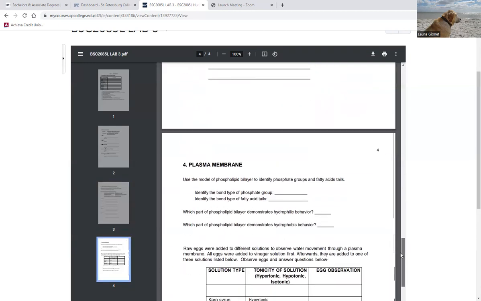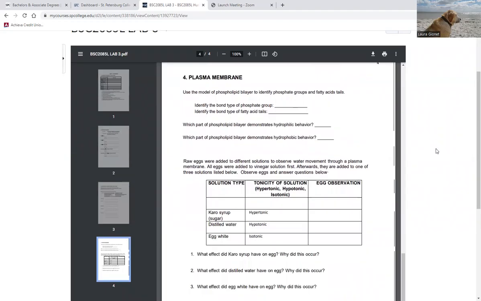All right, we'll look at models in a moment. The plasma membrane. Use the model of the phospholipid bilayer to identify the phosphate groups and the fatty acid tails, which we actually looked at in the chemistry, right? But we're going to look at that again. Hopefully there's going to be another picture in there. I can't remember. Often I get to this point and I either have to go back to the other image and copy it over, and hopefully it'll be in there.